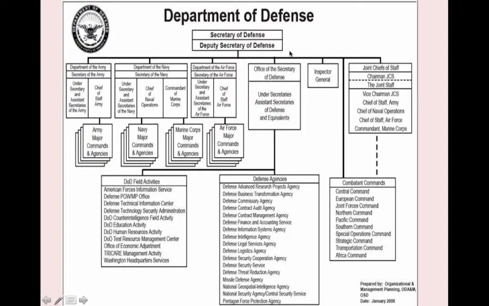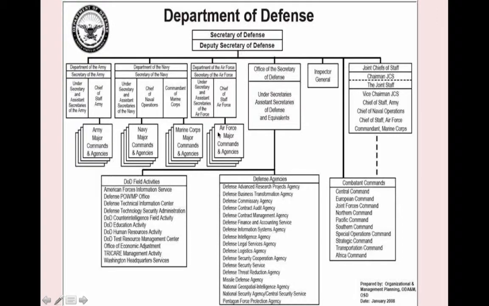But then you can see that there's so many more people who work and report directly to the Secretary of Defense, who again is going to report directly to the President. So we have this really long chain of command and responsibility and authority. We have the Department of the Army, Navy, Air Force, Secretary of Defense, Inspector General, and Joint Chiefs of Staff.